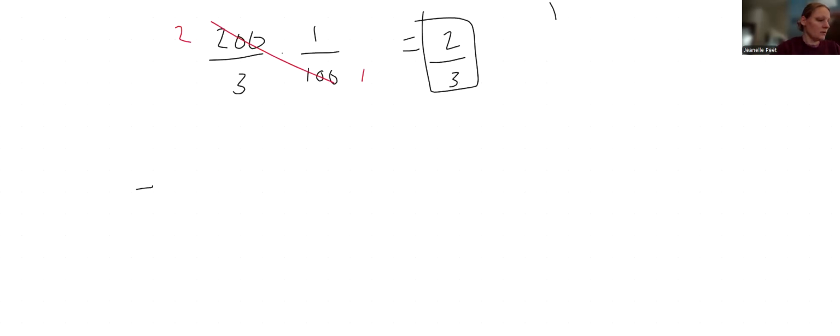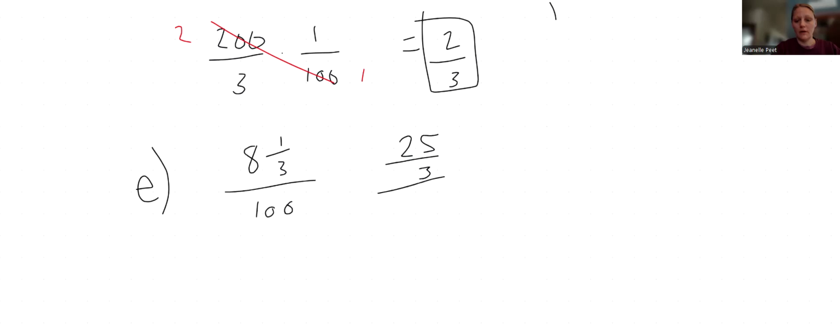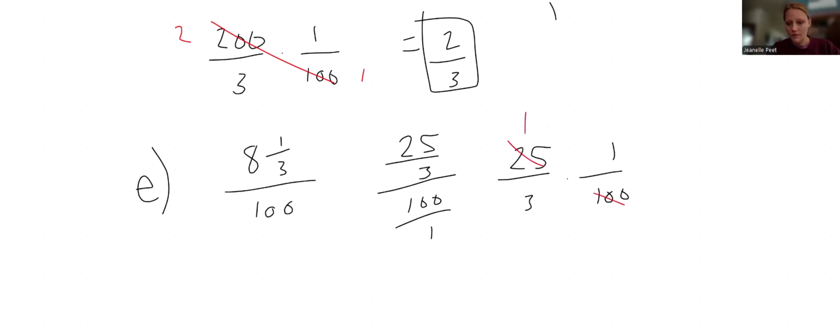Letter E, 8 1/3%. Again, 8 1/3% divided by 100. I'm going to start with a problem like I did in the very first one. I'm going to rewrite 8 1/3 as an improper fraction. 8 times 3 is 24, plus 1 is 25 over 3 over 100 over 1. Now I have a complex fraction. Take that and rewrite it as a multiplication problem. 25 over 3 times 1 over 100. Look for cross canceling. Divide both of these by 25. 25 divided by 25 is 1. 100 divided by 25 is 4. Multiply across. 1 times 1 is 1. 3 times 4 is 12.